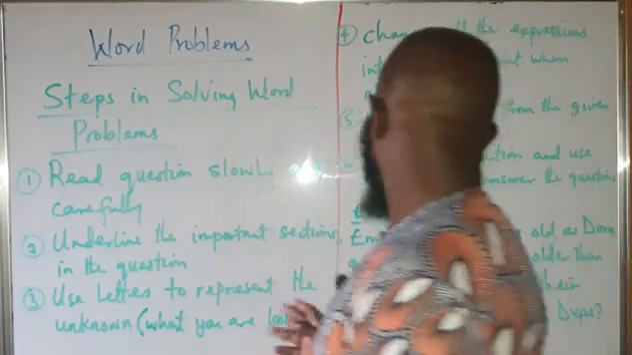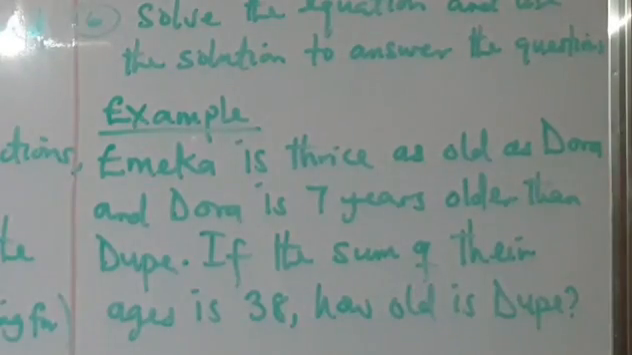Just like this one: Emeka is twice as old as Dora, and Dora is 7 years older than Dupe. If the sum of their ages is 38, how old is Dupe? You might read it once and not understand it. It's not a problem. You can read it twice or thrice. So let's read it again.